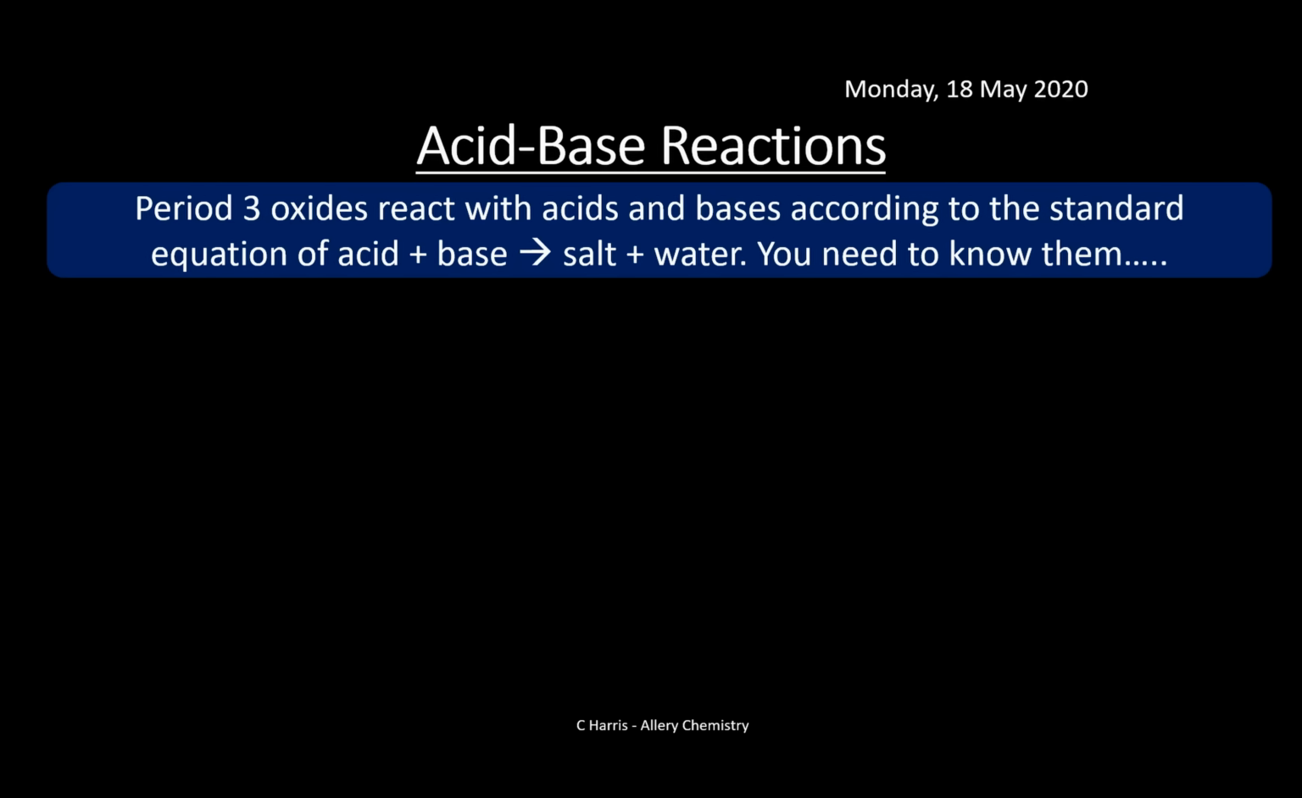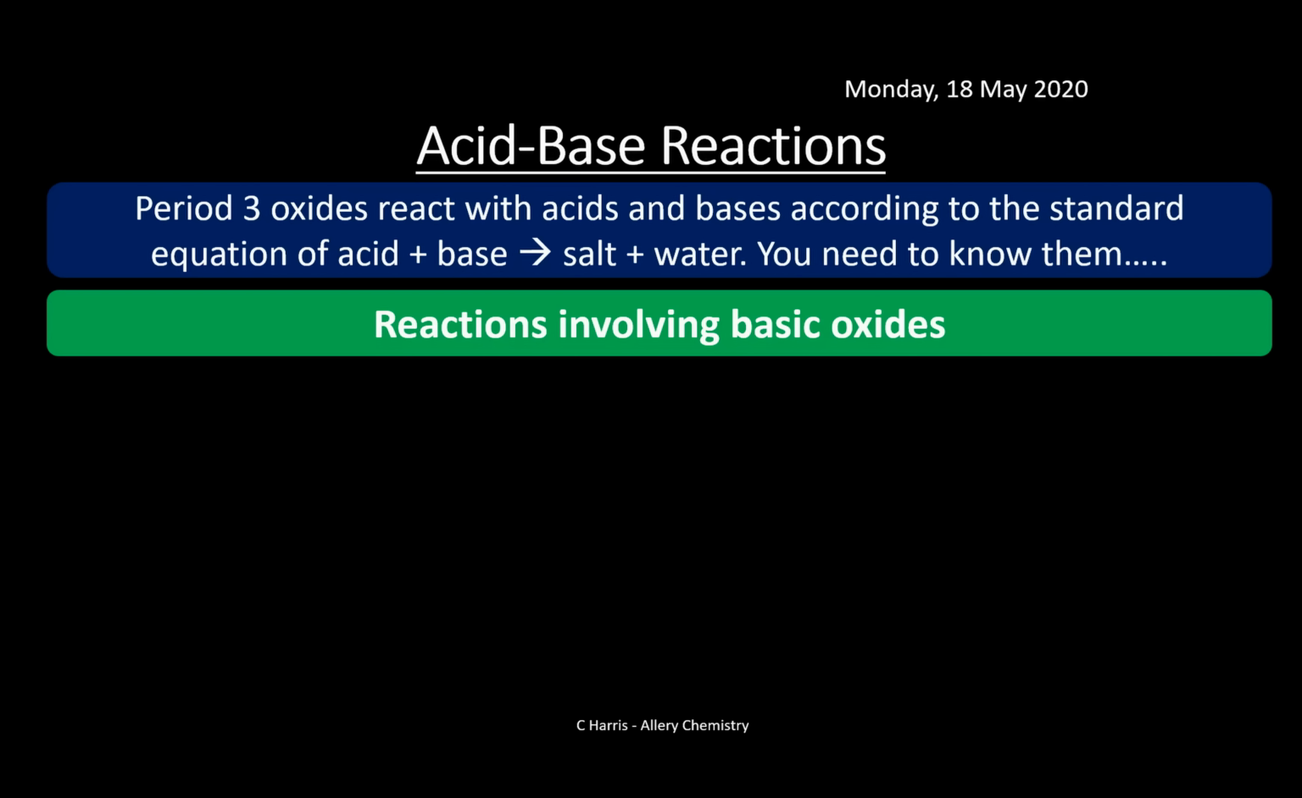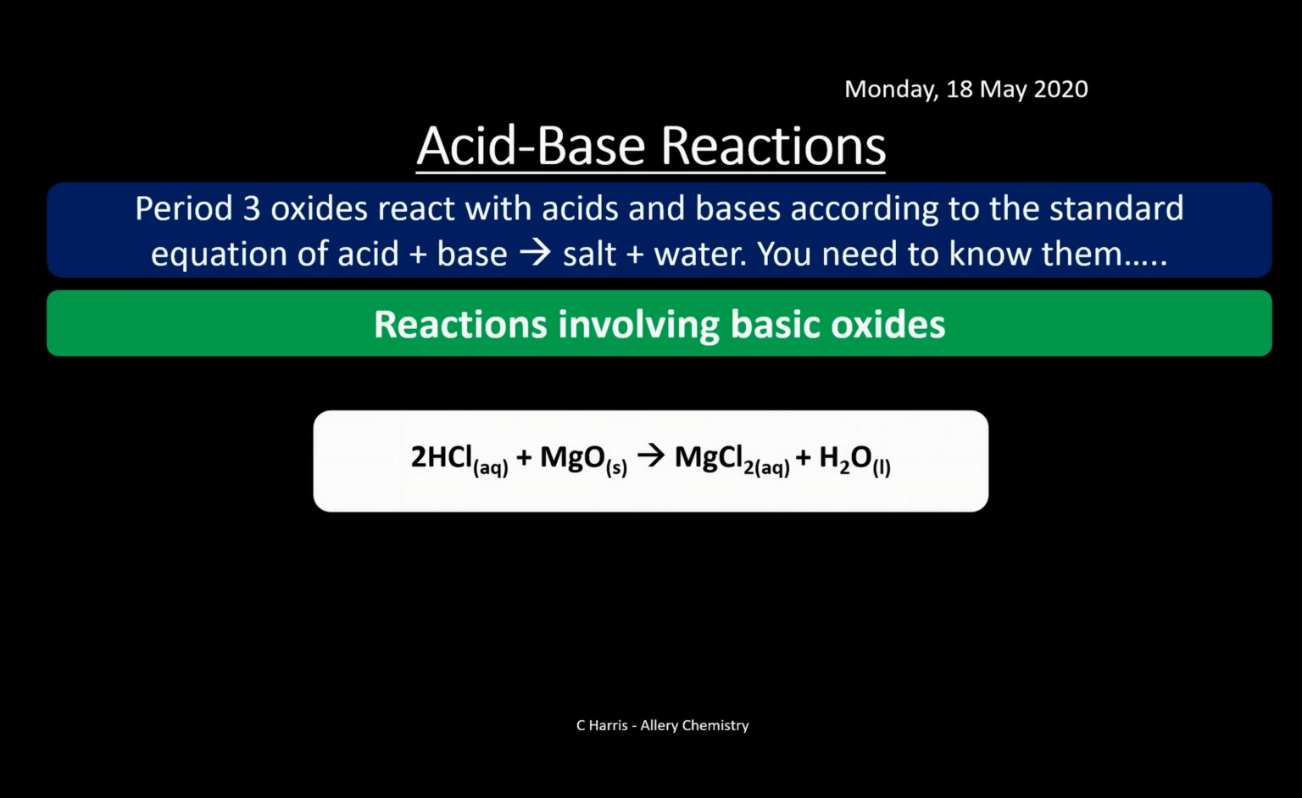Okay, so let's have a look at the reactions involving some basic oxides first. Let's start with magnesium oxide, being a metal oxide. It will behave as a base, remember, because when we added it to water, it formed a basic solution. So we react this with an acid, and we form our salt, which is magnesium chloride, plus water. No different there.